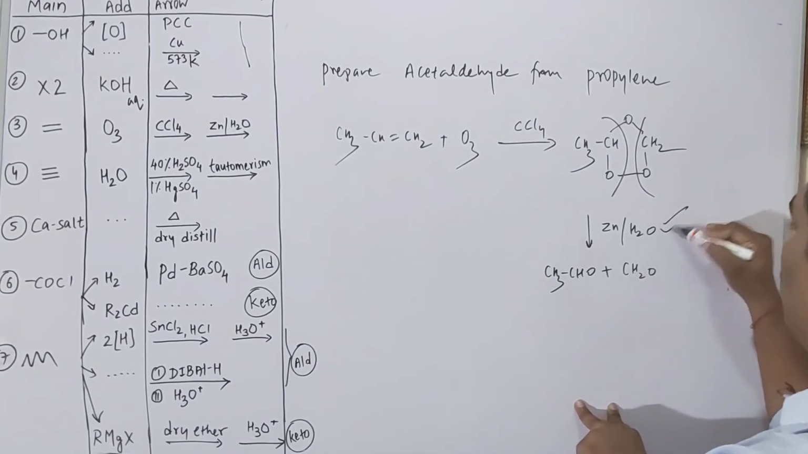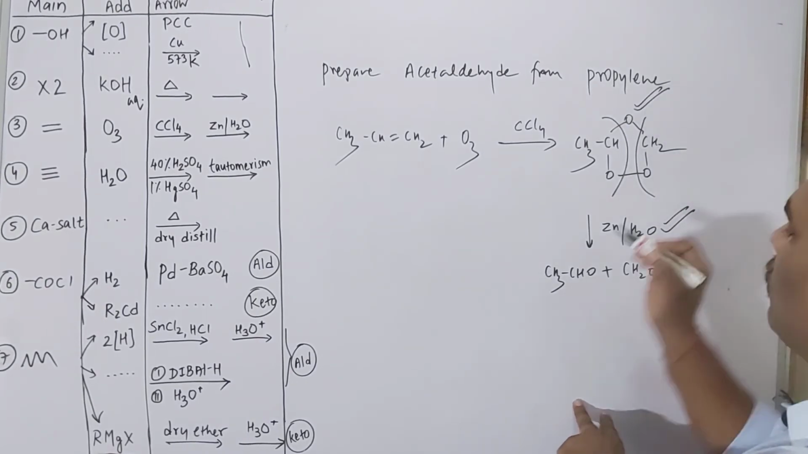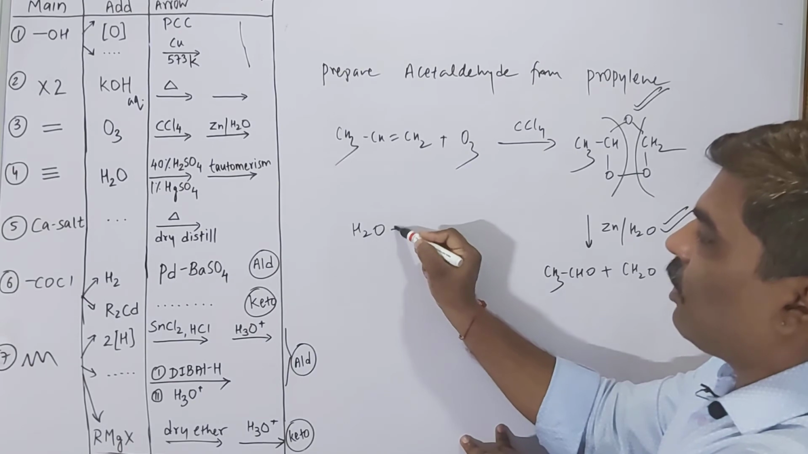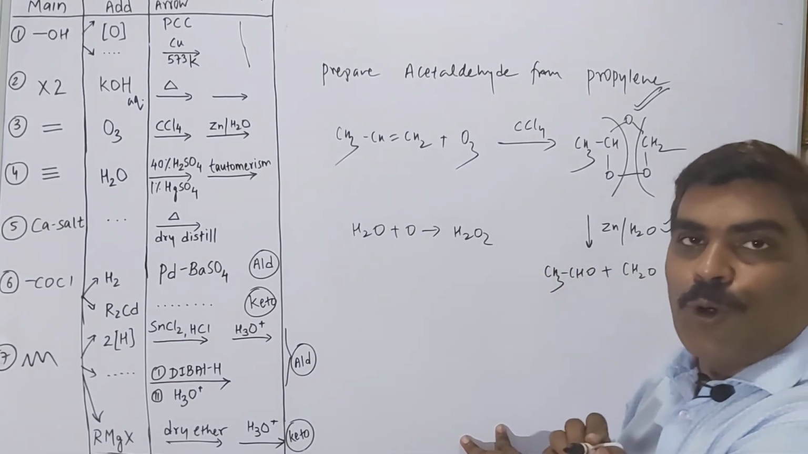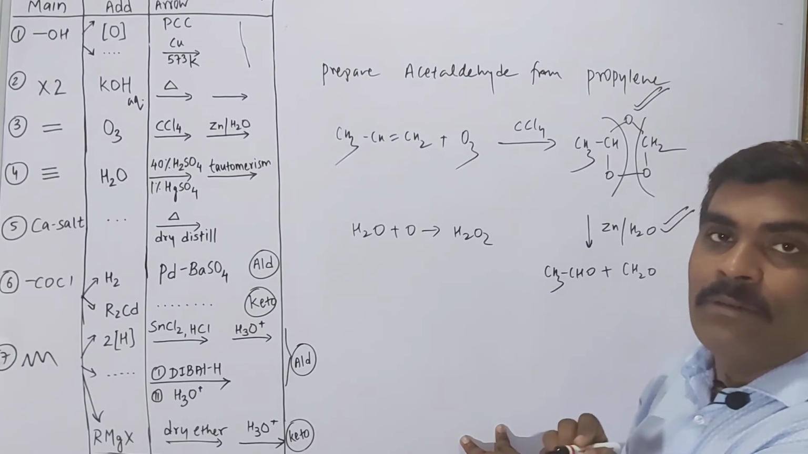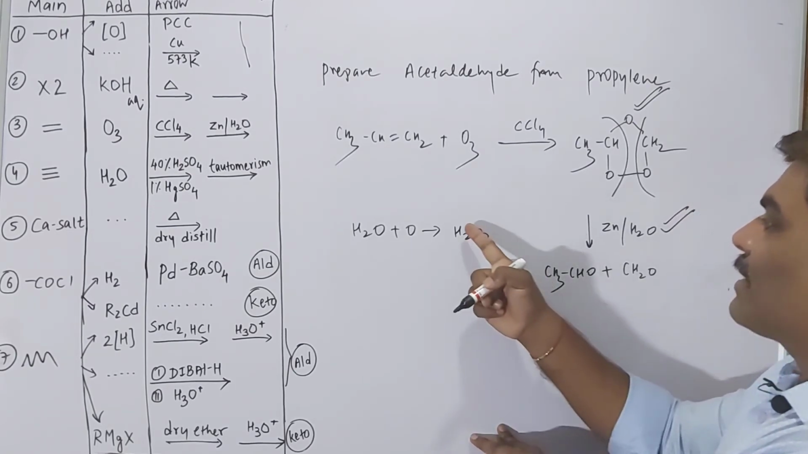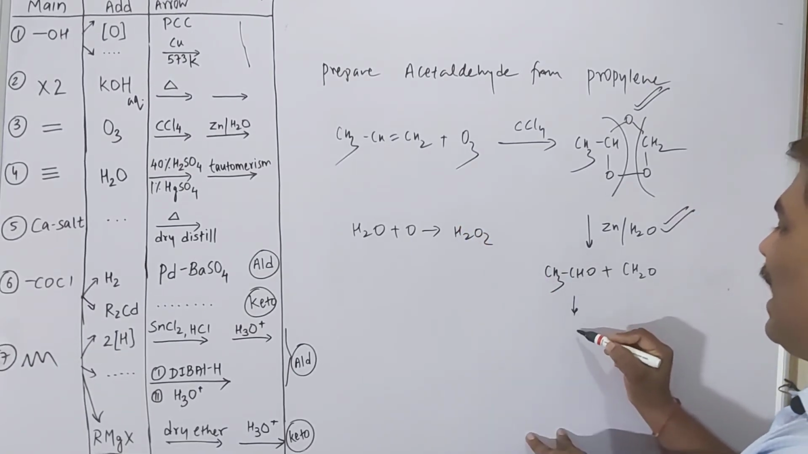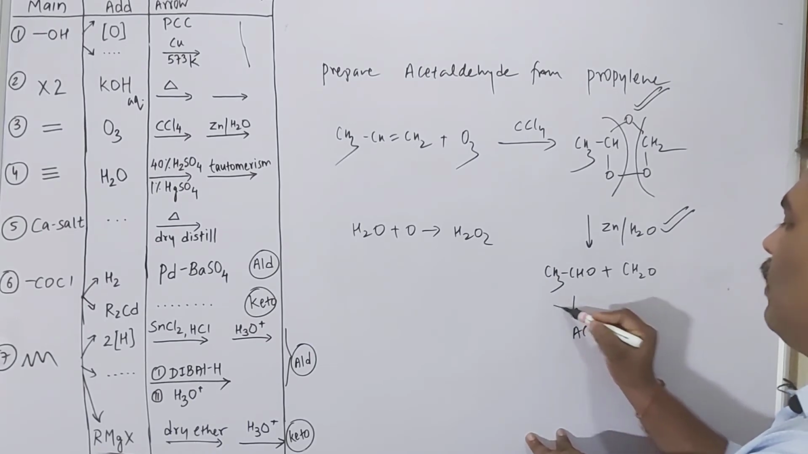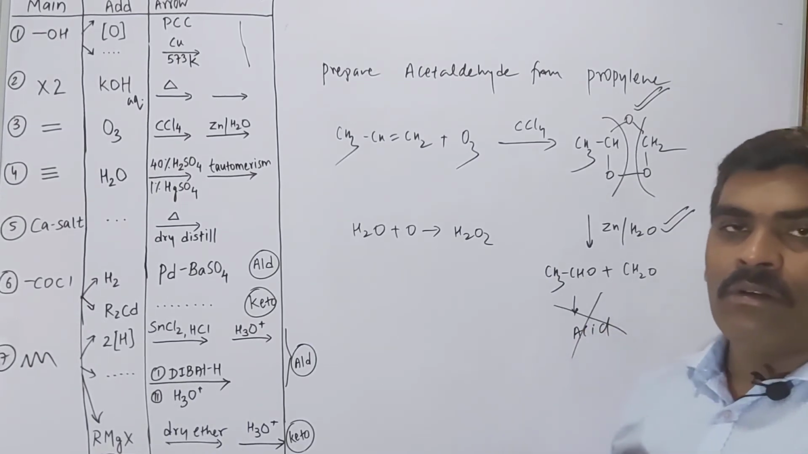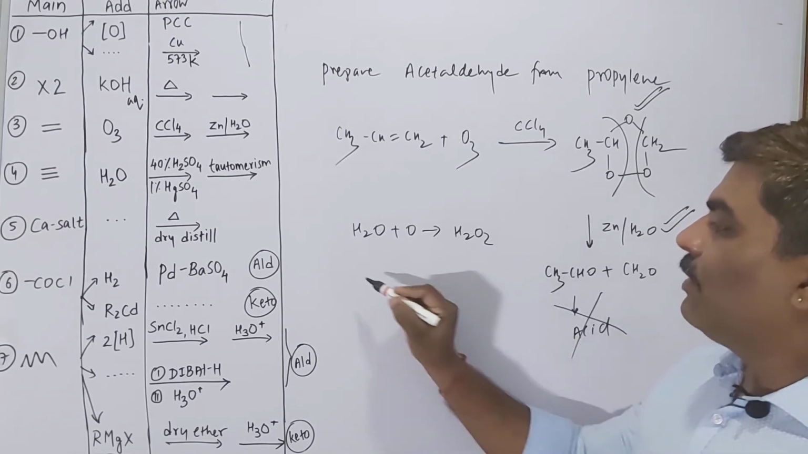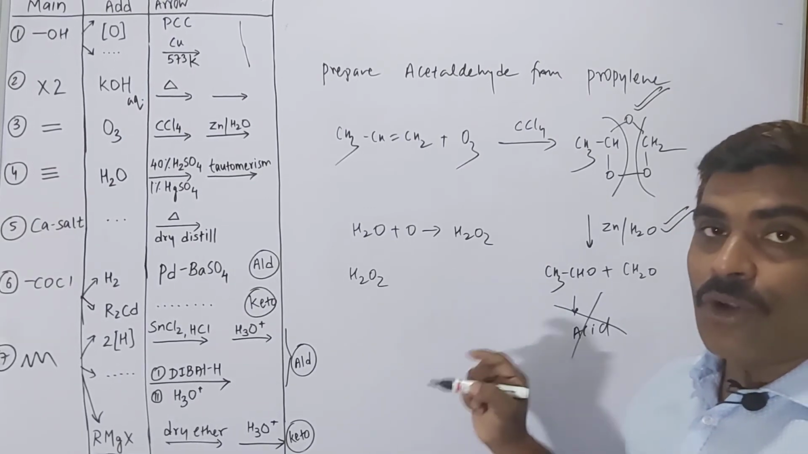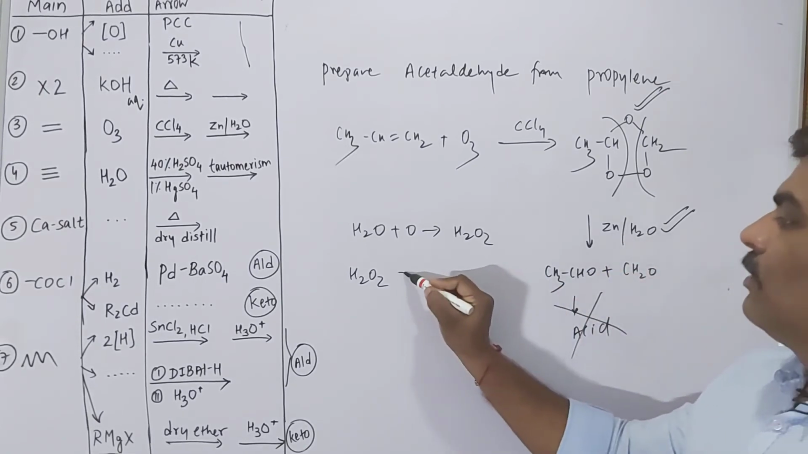Along with this, what forms? The water reacts with oxygen to form H2O2. But H2O2 is a strong oxidizing agent. It can oxidize the aldehyde into acid, which we want to prevent. For that, what do we have to do? We have to destroy this, and to destroy it, there is Zn.